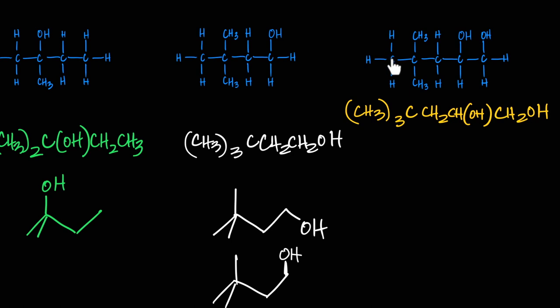And so when you draw the skeletal, 1, 2, 3, 4, 5 carbons. The second one has a CH3 and a CH3. The second last one has an OH, and the last one has an OH. There you go. So now alcohol is done. Then we do aldehydes, ketones, and acids.